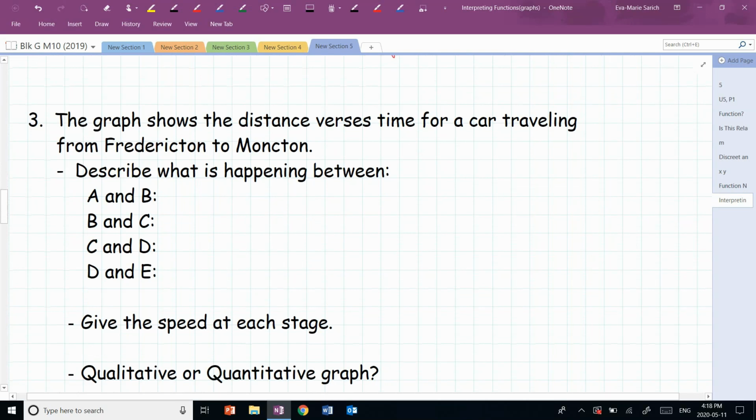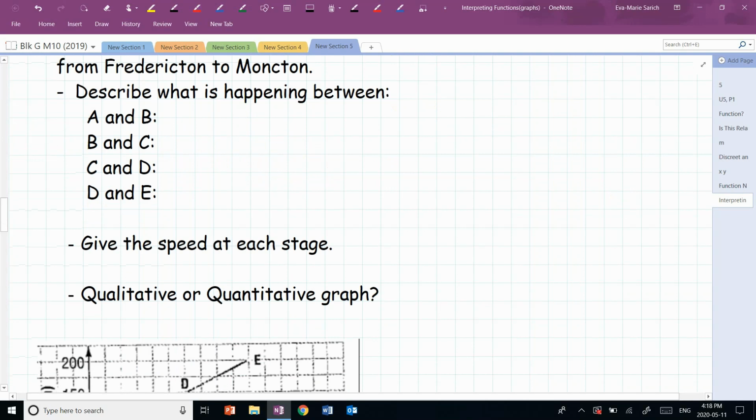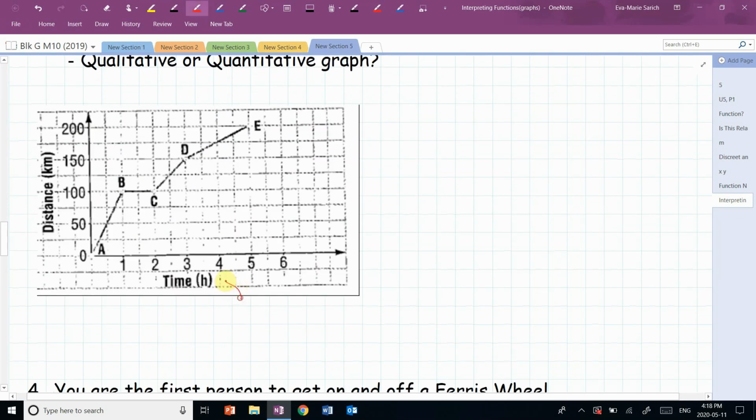Okay, our third graph here is going to be a graph that shows the distance versus the time. And usually when we have the something versus something, the dependent one goes first versus the independent second, okay? So here's our graph. This one, time is independent and distance is dependent on time.